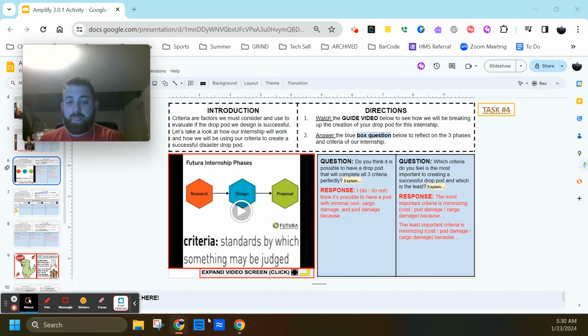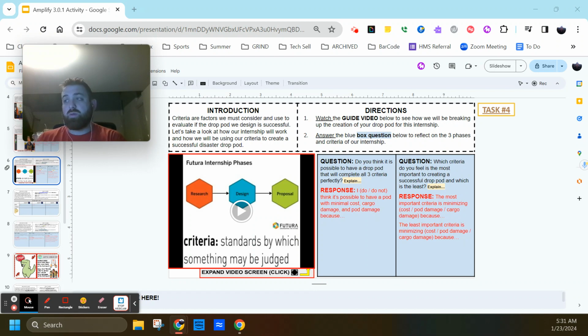Now, we know that criteria is a standard by which something may be judged. We know that our project will have three criteria, each of them important. One will be to minimize cargo damage. Minimize means to lower or to have as low as possible.